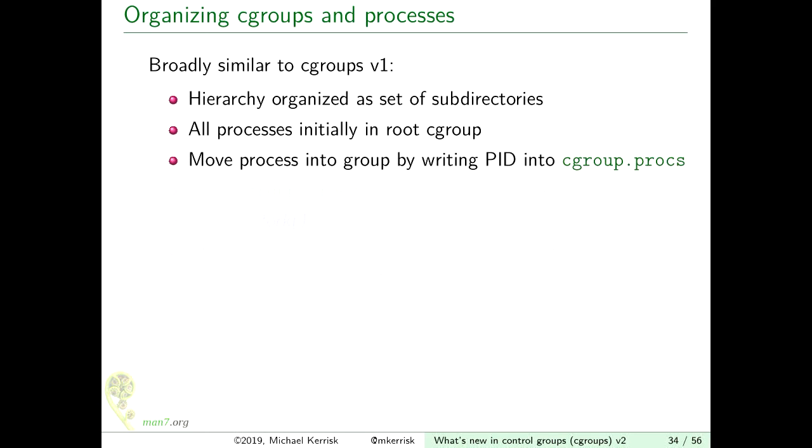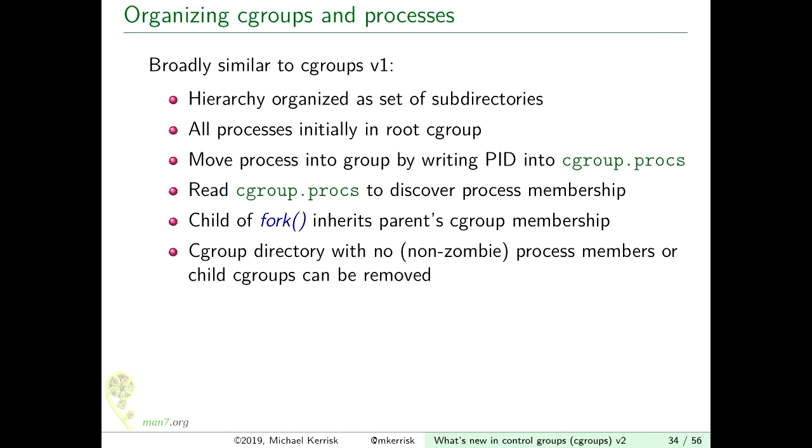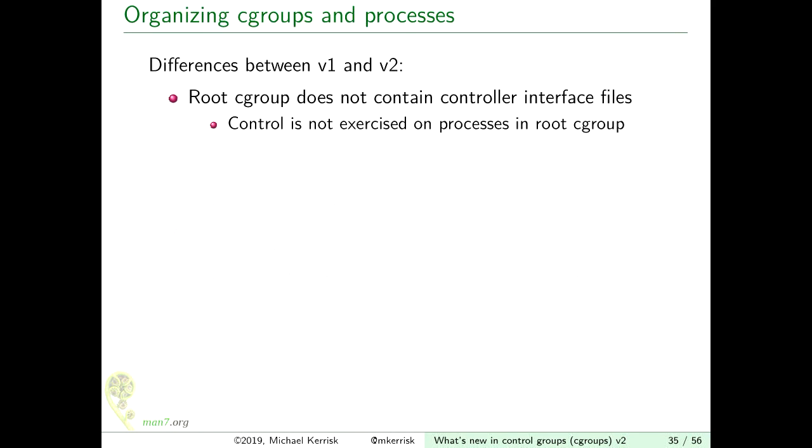Alrighty. Now, in terms of placing processes in cgroups and organizing cgroups, things are otherwise pretty much the same as in version 1. You can organize your hierarchy as a set of subdirectories. To begin with, all processes are in the root cgroup. There's the cgroup.procs file. You can write PIDs in there, and that'll move a process into that cgroup. You can read that file to find out which processes are in the cgroup. When a child process is created, it's in the same cgroup as its parent. And if a cgroup is empty, in other words, it contains no non-zombie processes and no child cgroups, the cgroup can be removed.